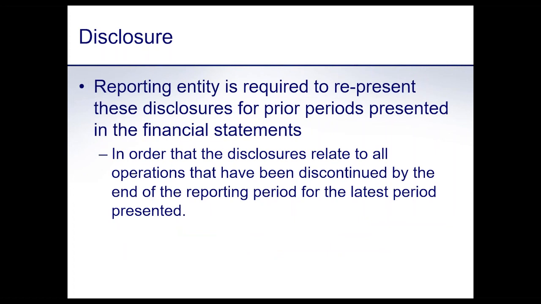The reporting entity is also required to re-present. So basically, go back and restate your disclosures for prior periods that are presented in the financial statements. And the whole point behind this is that we need to be able to compare this year's statement of comprehensive income with last year's statement of comprehensive income. If they were prepared on a different basis, last year we hadn't taken the decision to dispose of that particular group of assets or that particular disposal group. So therefore, we would not have shown that as part of discontinued operations. So if that is the case, in order for us to compare like with like, we need to make sure that there is that re-presentation that occurs, and to highlight the fact that these things are now presented on a like for like basis.